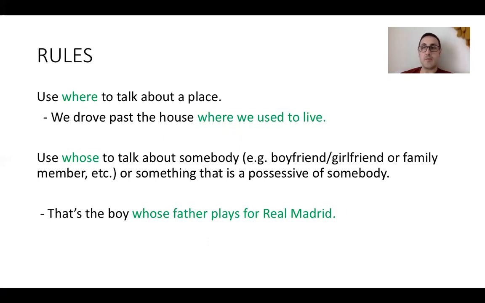Okay, you're talking about a specific location and what happened there, so you would use where. You use whose to talk about somebody, like, for example, boyfriend, girlfriend, or family member, etc., or something that is a possessive of somebody. So it could be your car, your phone, your child, your uncle, your auntie, your granddad, and so on like this. Okay, so that's the boy whose father plays for Real Madrid.